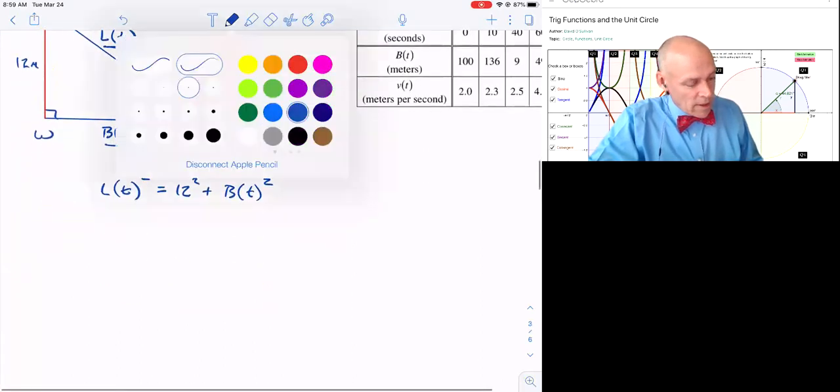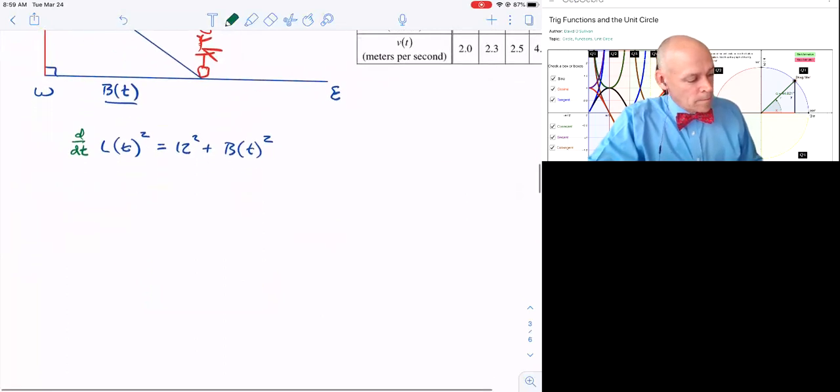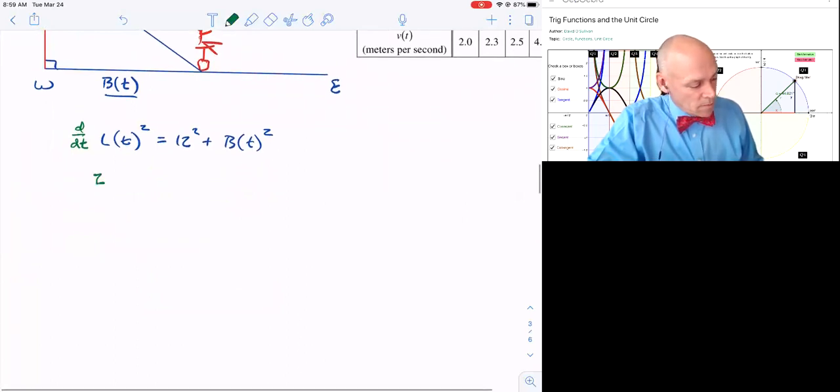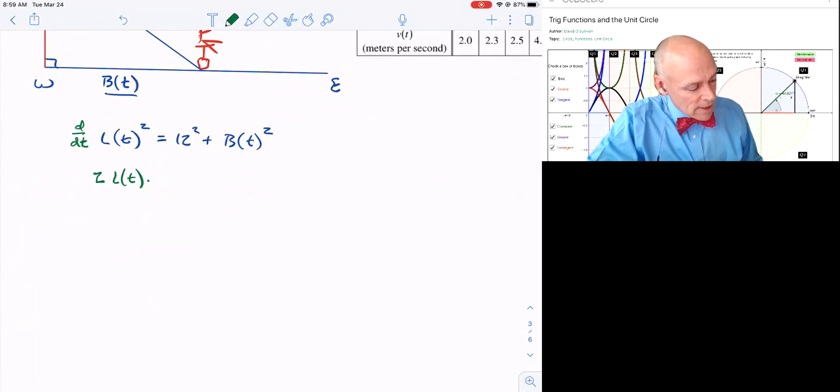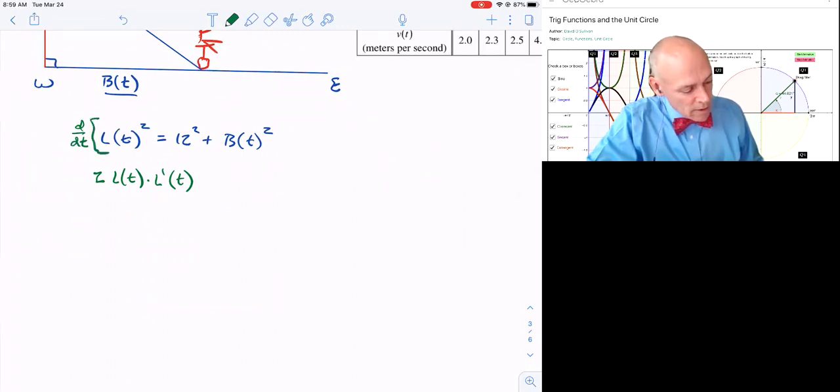So now I'm going to take the derivative with respect to time. And I'm going to have 2 L at T times L prime at T. Okay, so I have to remember the chain rule. That can be a little tricky right here. So that's the left side of my equation. I'm doing d/dt of the entire equation.